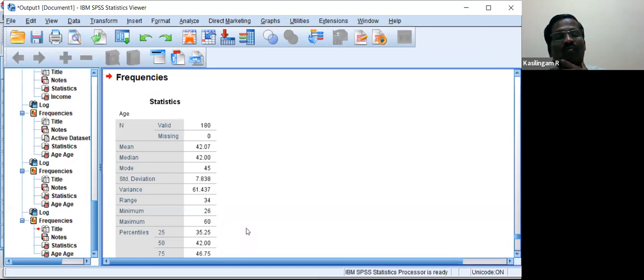Now, what is the standard deviation? See, many people use standard deviation in the thesis, but they are not writing the meaning of standard deviation. So now we will try to understand what is standard deviation.